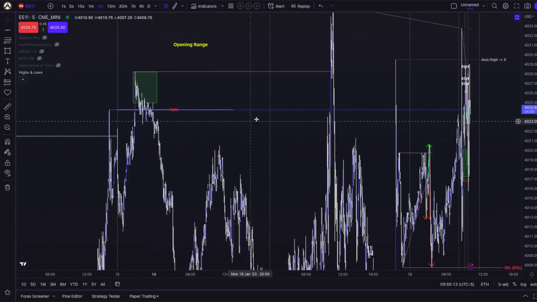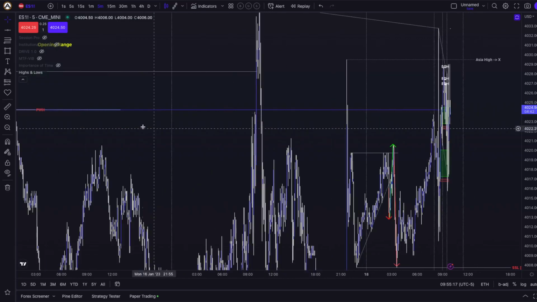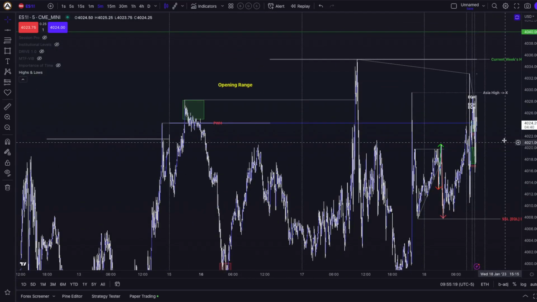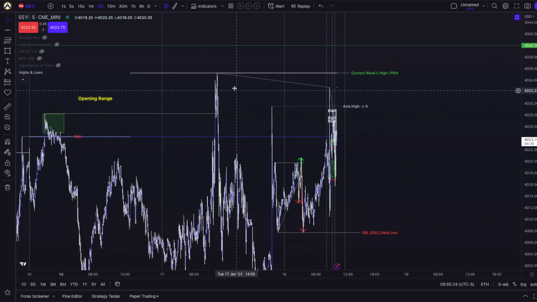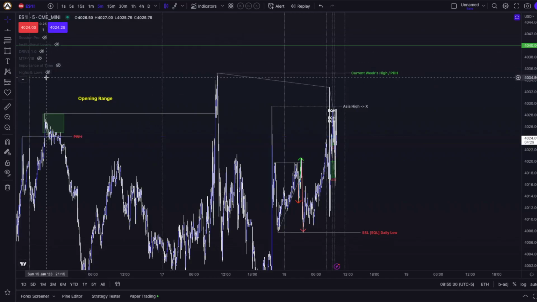So for example, right here on this level, we see our previous week's high. And right here we see our current high of the day and our current high or new high of the week, basically. Just a little tool. Always finding those bugs in live session.